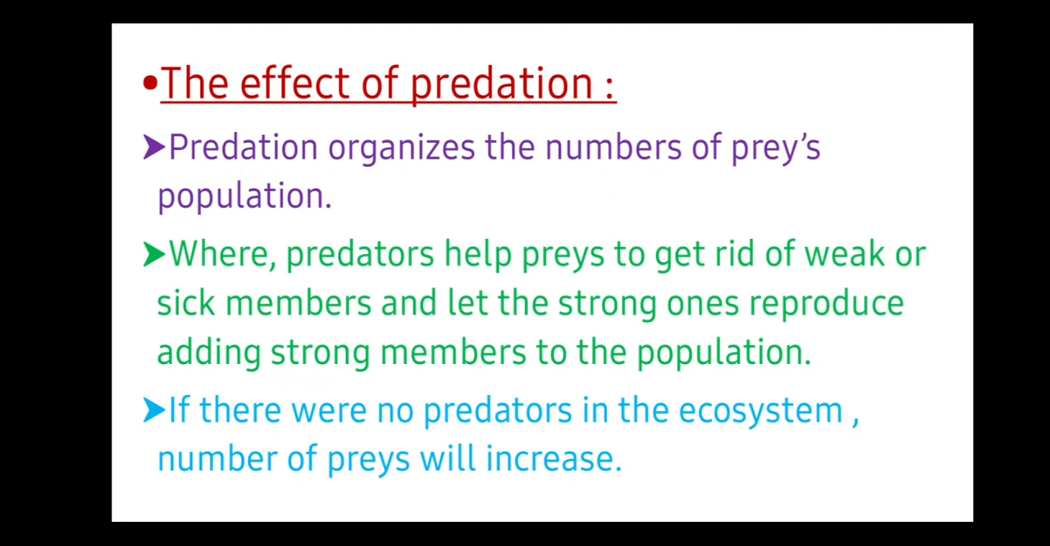Okay, during predation, the strong animal or the predator eats the prey, which are sick and weak, and lets the strong ones reproduce, adding strong members to the population, to the species. So predation helps us to get rid of the weak or sick members of the organism and allows the strong ones to reproduce and give us strong members. If there were no predators in the ecosystem, the number of prey will increase. So the effect of predation organizes the number of prey population.